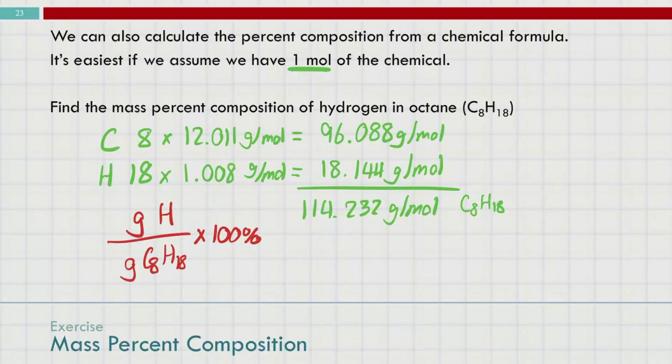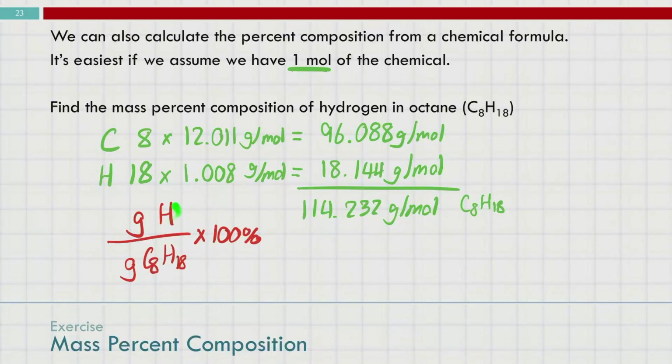We've got grams per mole. So this is where pretending comes into play. We pretend we've got 1 mole of the chemical. If you multiply 96.088 grams per mole, or 18.114 grams per mole, or 114 grams per mole by 1, it's the same number. So our grams per mole turns into grams.